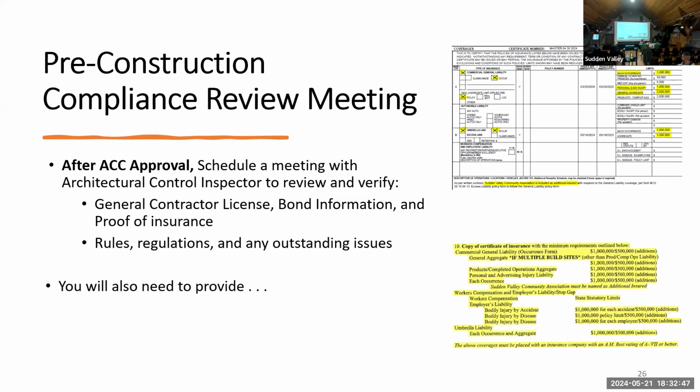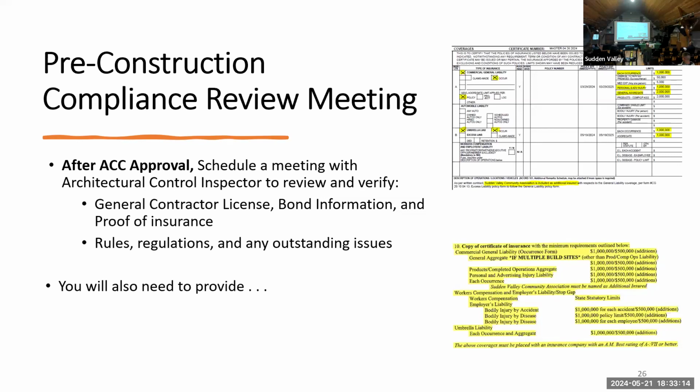So after we have accepted the application, we've had time for review and revisions, we go on an ACC meeting. After you've obtained that ACC approval, you will receive a letter from admin saying your project has been approved, and it will detail some next steps. The second meeting we have in the office is our pre-construction compliance review meeting.